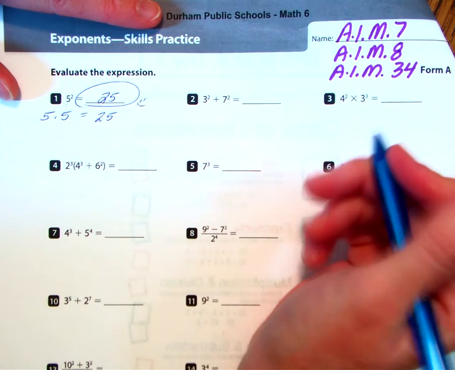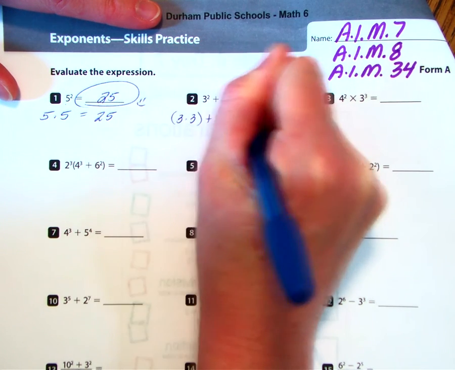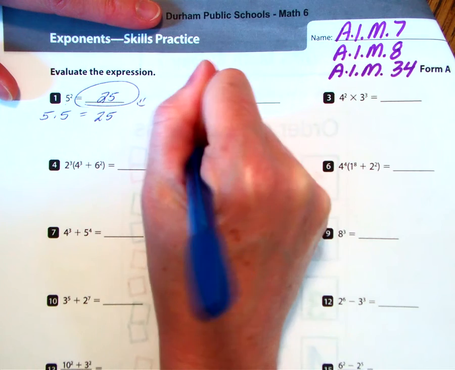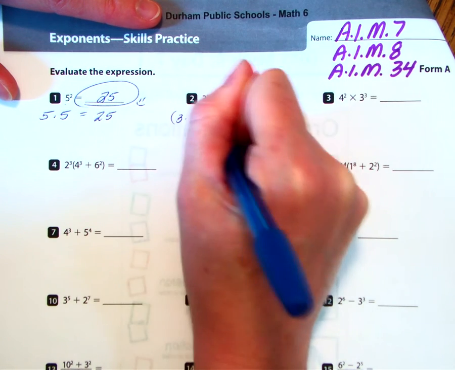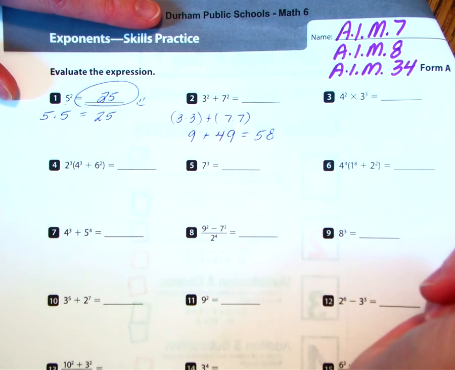3 squared plus 7 squared. That is 3 times 3 plus 7 times 7. 3 times 3 is 9. 7 times 7 is 49. Altogether is 58.